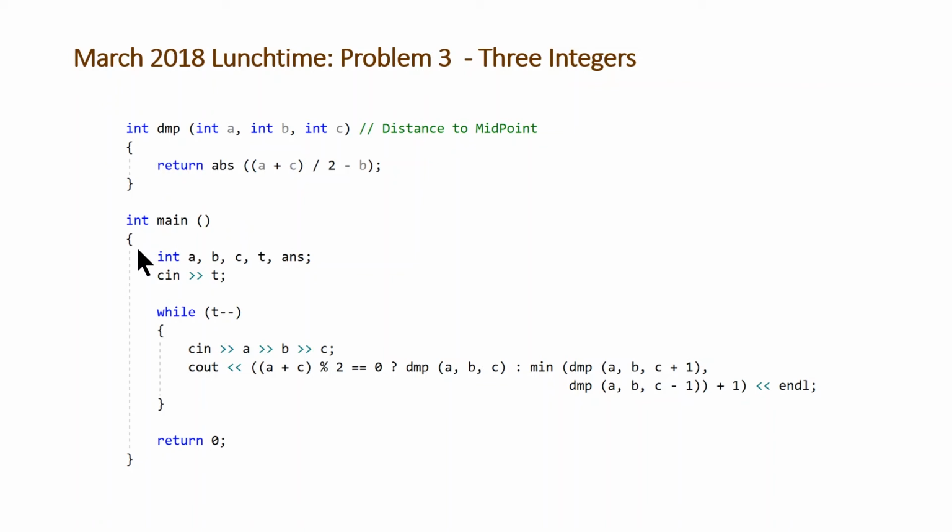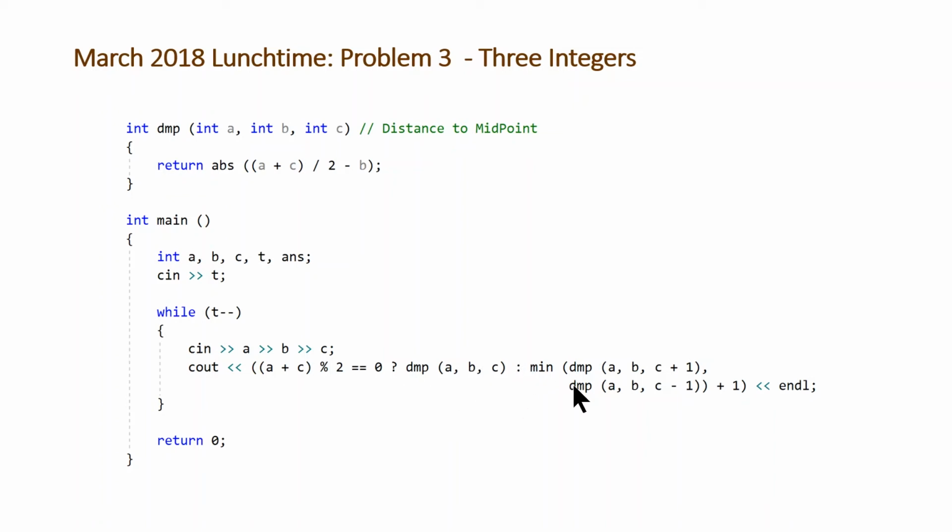Other than the input and output, which is just reading in T and then looping over T and reading in A, B, and C, we really have a single line of code to solve this problem. We are using a ternary operator here, which operates on whether A plus C modulus 2 is equal to 0. So if A plus C is even, we just return the distance to midpoint using the parameters A, B, and C.